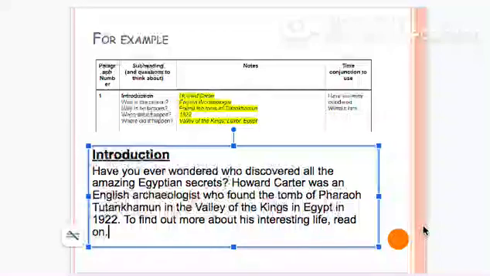So that's just my example of how to change my notes into a full paragraph using full sentences. So that's the kind of thing that you're going to need to do for each of your paragraphs.